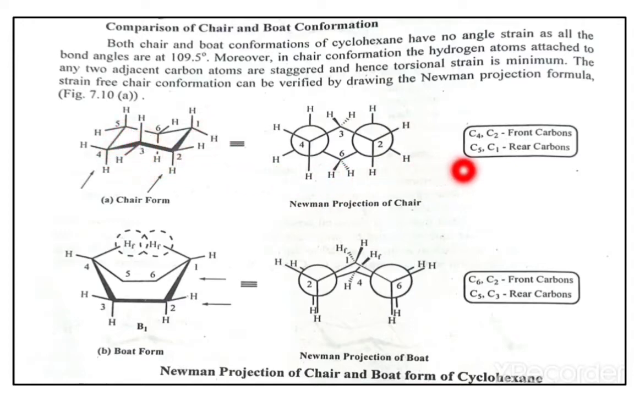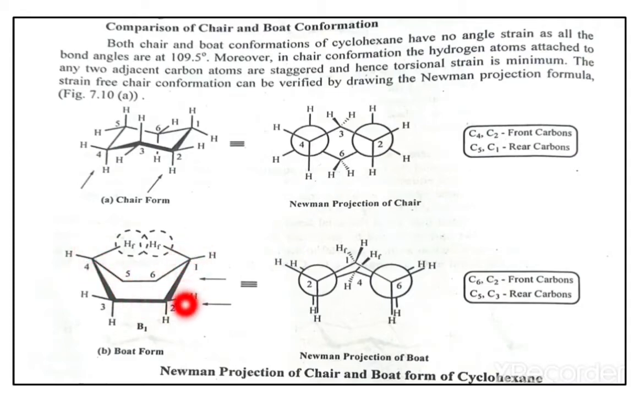Now, if we see here C2 and C4, they are the front carbon. This is most important. Here I mentioned C2 and C4 are the front carbon, while C5 and C1 are the rear carbon, that means they are the back side carbon. Now, this is the boat form.